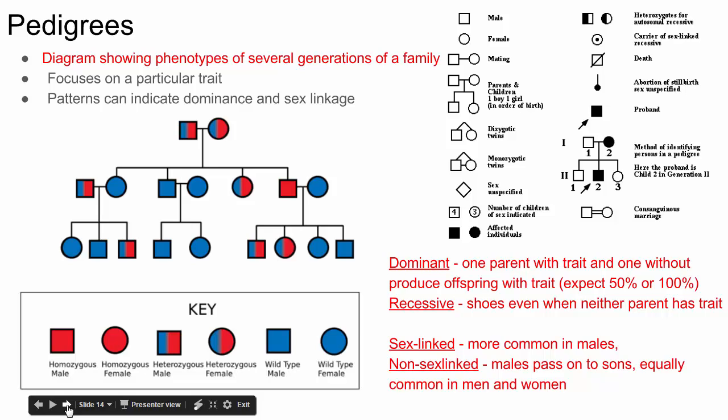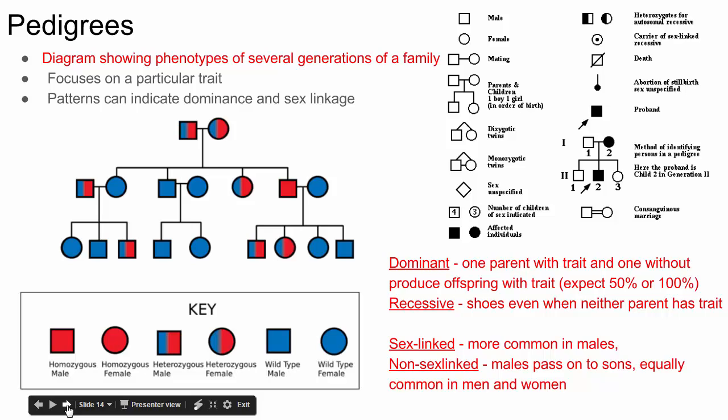By looking at the pattern of how different traits are inherited, we can understand if the trait is sex-linked, if it's dominant or recessive, by analyzing the pattern of how it's inherited through the family.